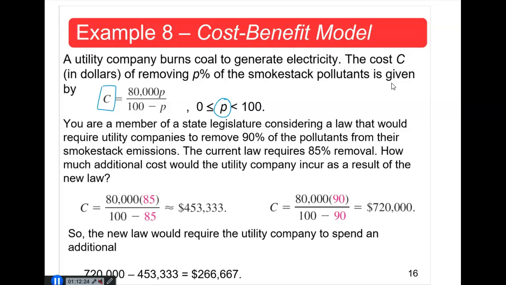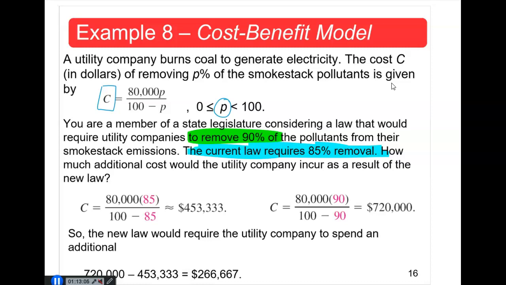It says you're a member of a state legislature considering a law that will require utility companies to remove 90% of the pollutants from their smokestack emissions. The current law requires 85% removal. So this was the current law when this problem was made, and they want to remove 90%. That's the new law being considered. How much additional cost will the utility company incur as a result of the new law?